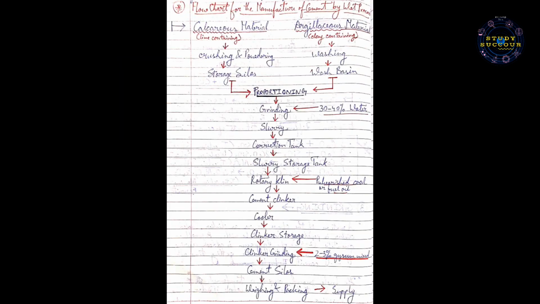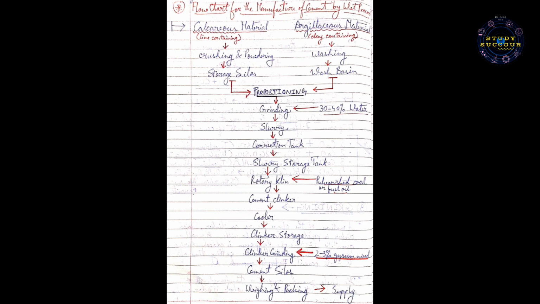Now let me make this wet process for the manufacture of cement more clear and simple for you. Flowchart for the manufacture of cement by wet process. At first we take calcareous and argillaceous material, that is a lime containing material and a clay containing material. Here the calcareous material is crushed and powdered, then stored in storage silos, whereas the argillaceous material is washed and kept in a wash basin.